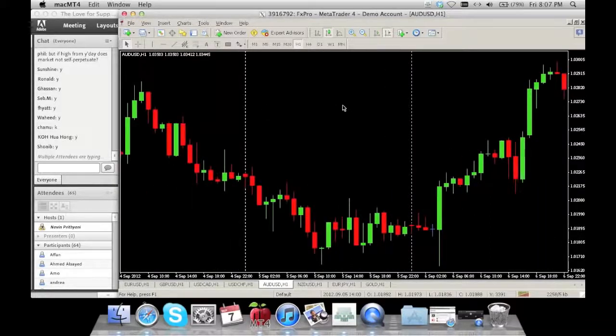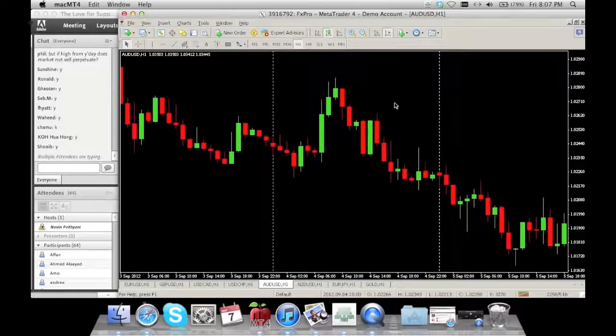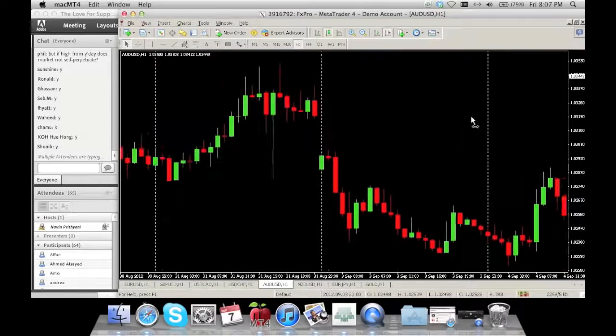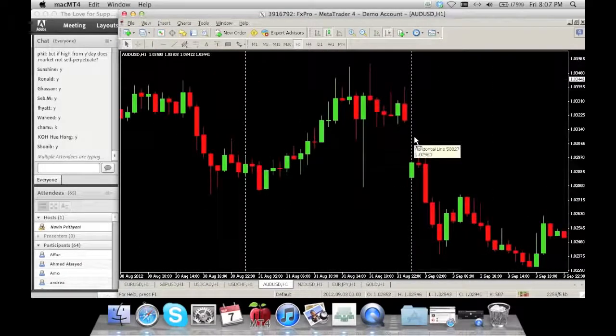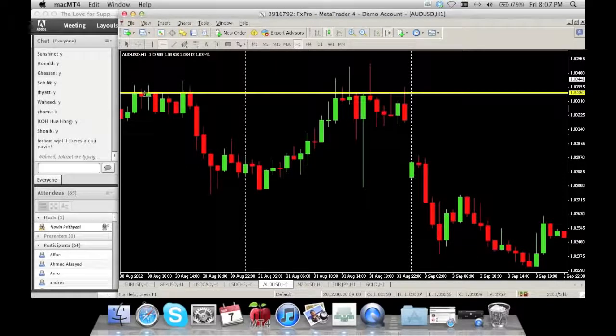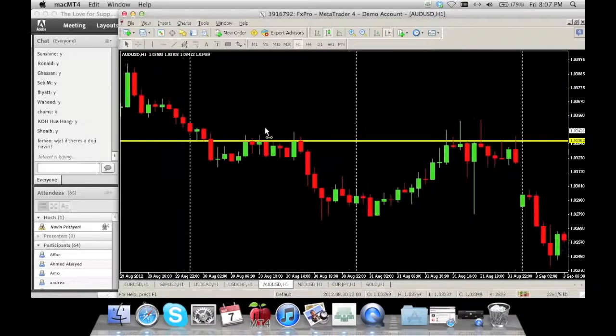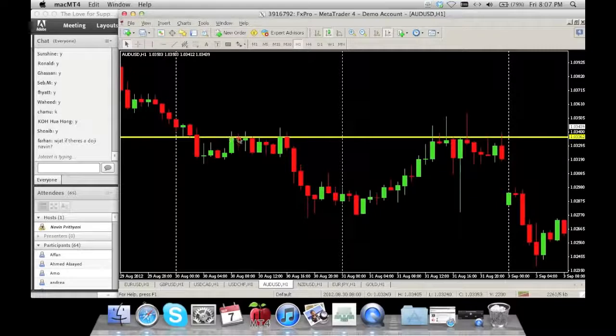Now, let's find our zone levels. Okay, let's draw it here. This level right here. Okay. We draw this level. Now, can we possibly draw a zone from here?